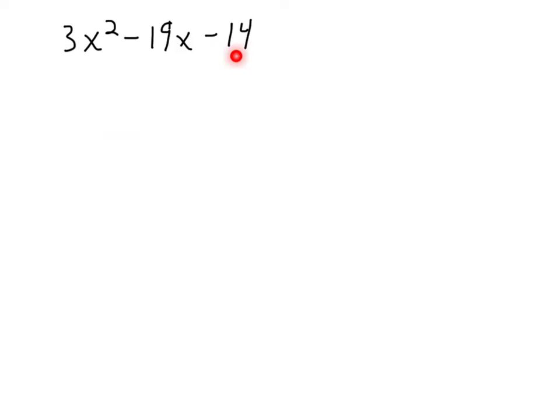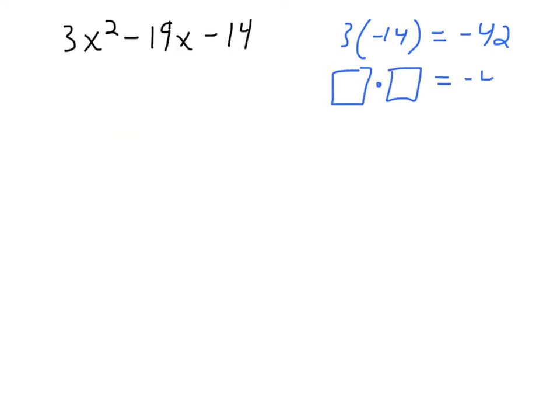And I'll do this over on the side. So 3 times negative 14 would equal negative 42. So I need to find two numbers that multiply out to equal negative 42, and those same two numbers have to add up to equal this middle coefficient here, negative 19. Notice I'm including the signs on these numbers.